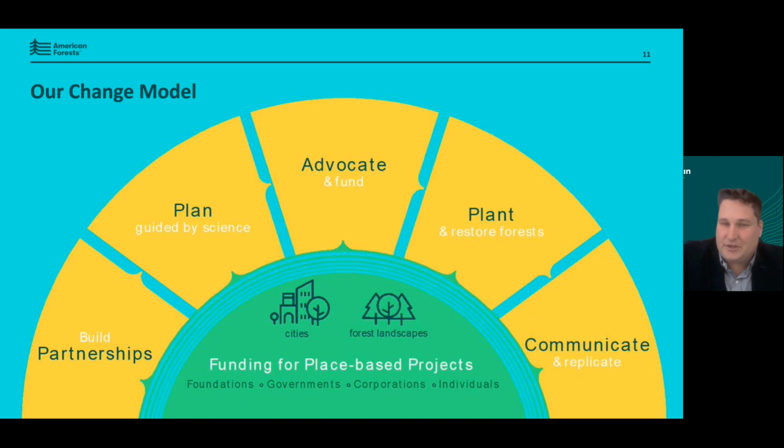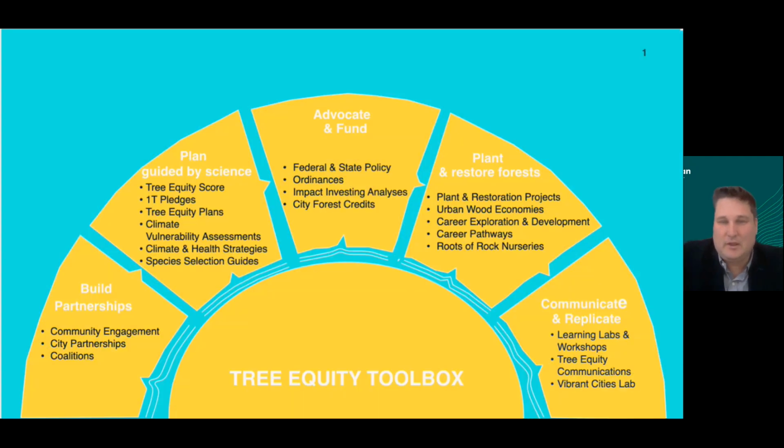So to get there, we developed this change model. Nothing really groundbreaking here, but just to give you a sense of the categories we deploy our tools in: building partnerships, planning guided by science, advocating and funding, planting and restoring forests, and then communicating and replicating. And then you can see our suite of initiatives and tools that we deploy in each of those categories. So I'll be walking through a number of these today, not all of them, but a number of them so that you can get a sense of what we have to offer and support your work with.